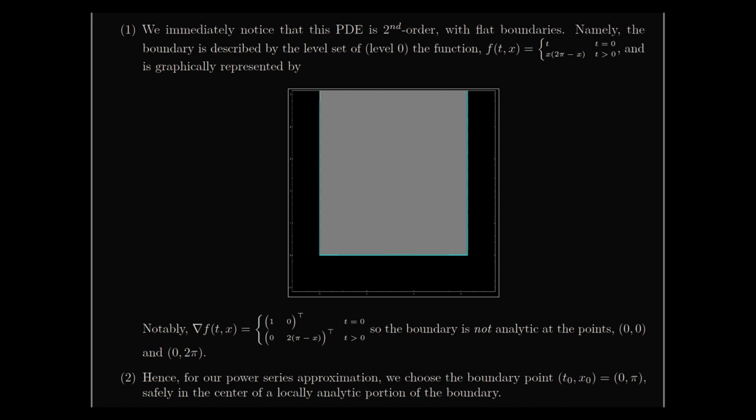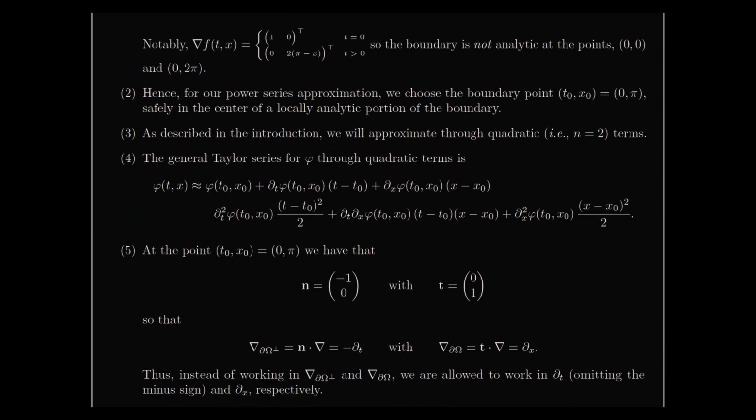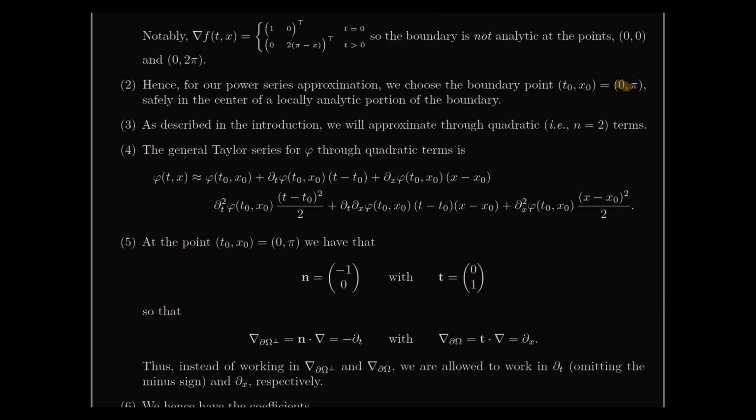And so because this is flat boundaries, if we took that point right there and we pointed outwards, that's a very natural outward unit normal vector. It's the vector (-1, 0). This is the time direction, by the way. So the negative time direction is our outward unit normal. And we're going to choose that point right in the middle, which was (0, pi), so pi for x naught.